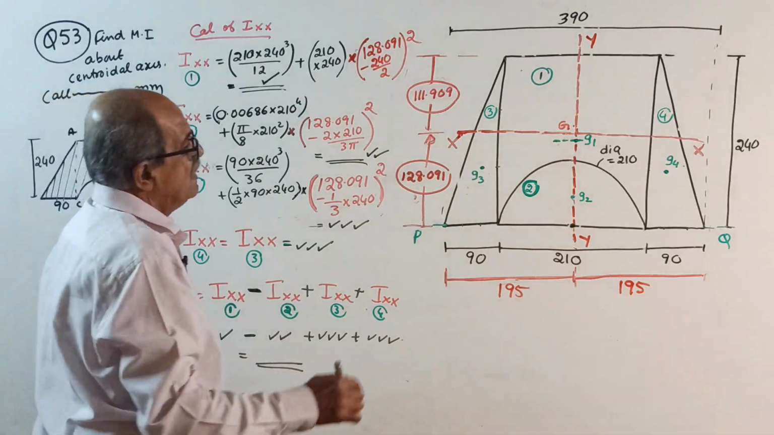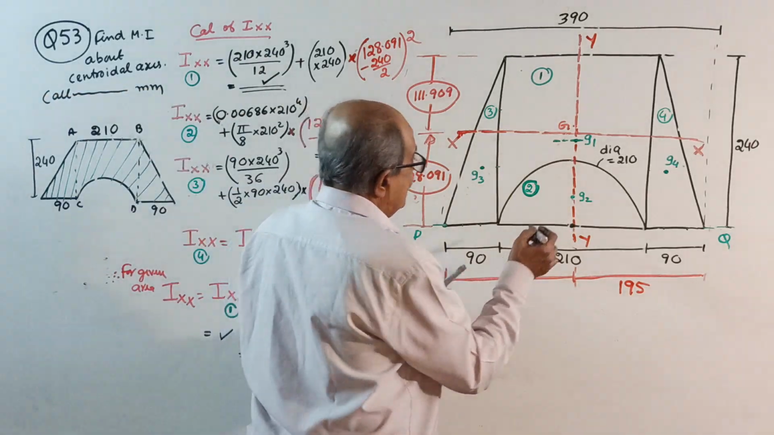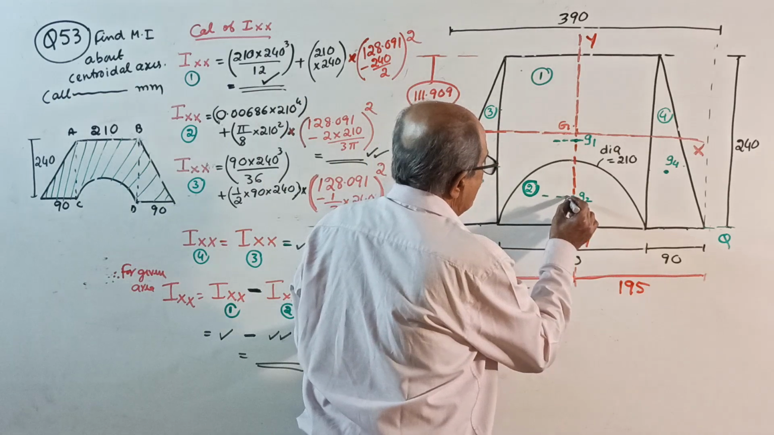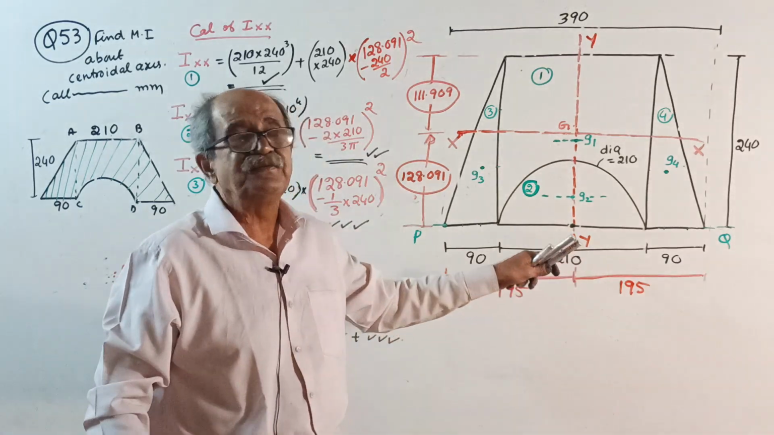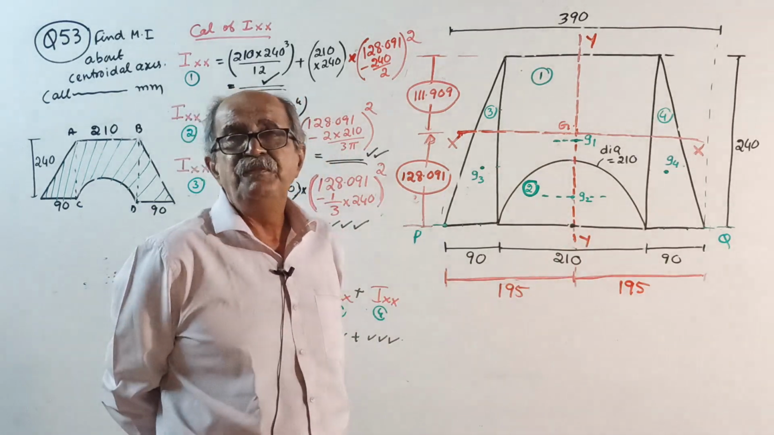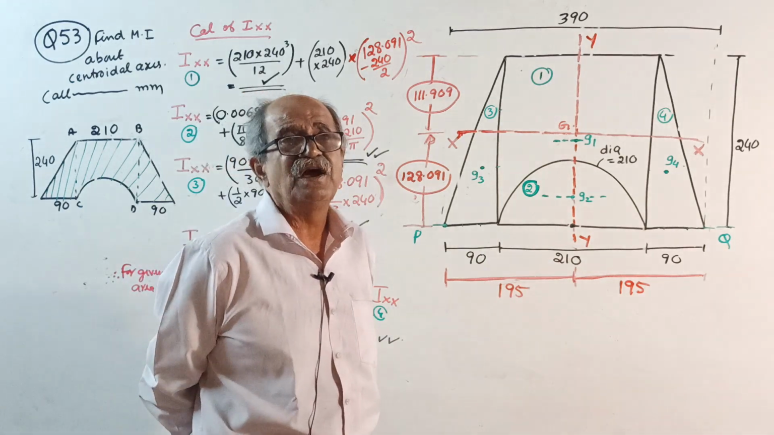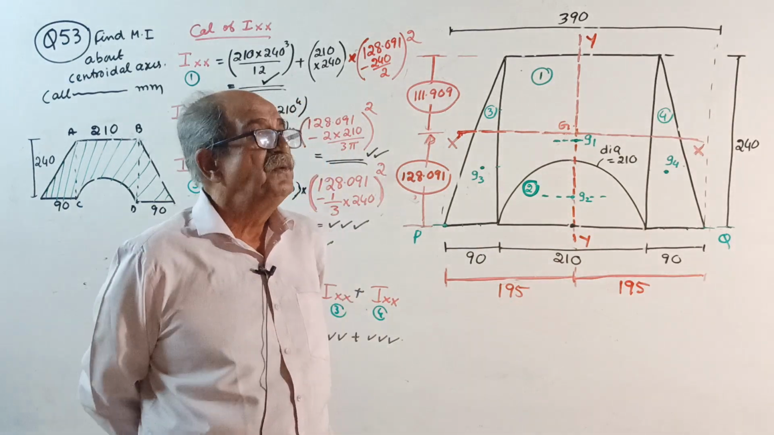Okay, then come to figure number 2. I about its own centroidal axis. See, this axis is not a symmetry axis for the semicircle. So, if it is not a symmetry axis, the moment of inertia is a decimal number.